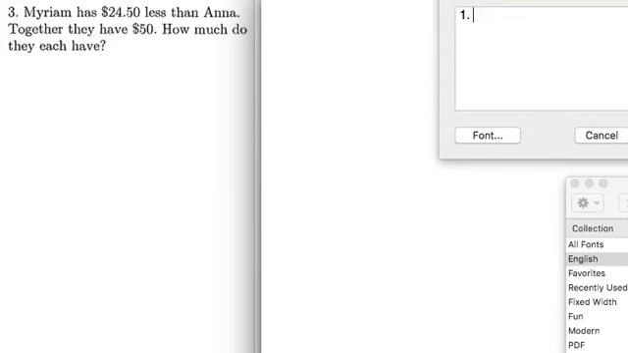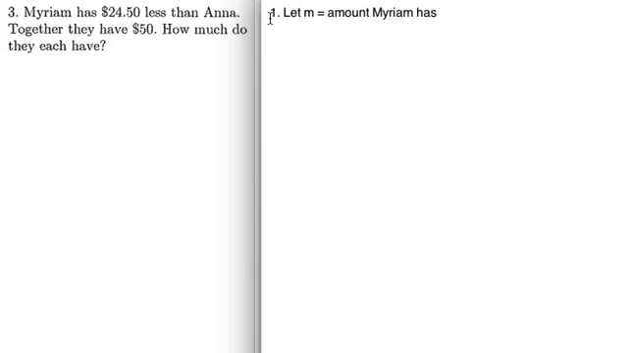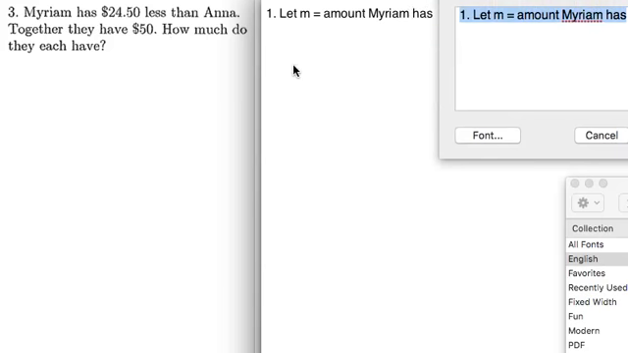So for the let statement, I'm going to say let M be the amount Miriam has. Notice I'm not saying just let M be Miriam, because that could be a little too vague. Let M be the amount of money Miriam has. Next, the hardest part is coming up with the other expressions. What else do I not know about? I know how much they have together. I don't know how much Anna has.